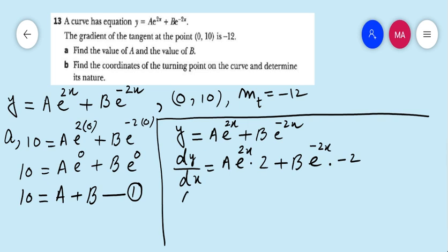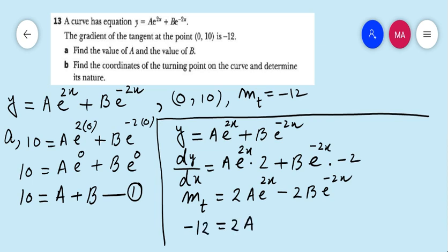And dy/dx can be called the gradient of the tangent. So 2a e^(2x) minus 2 into b is minus 2b e^(-2x). And in this question the value of the gradient is given, which is minus 12.